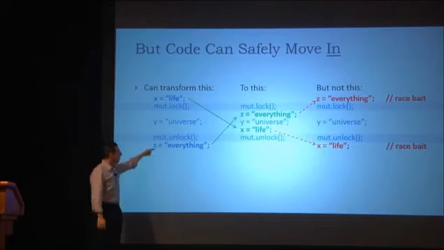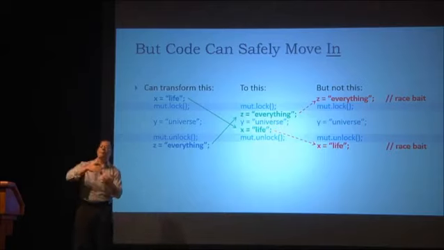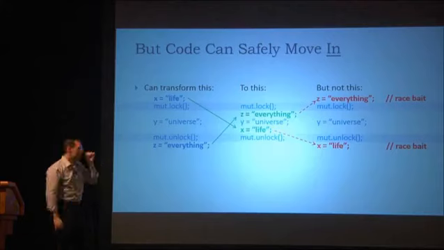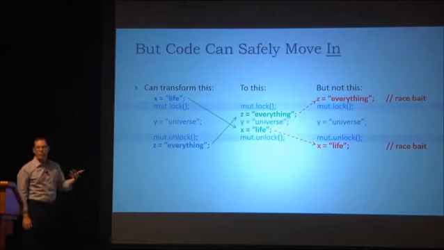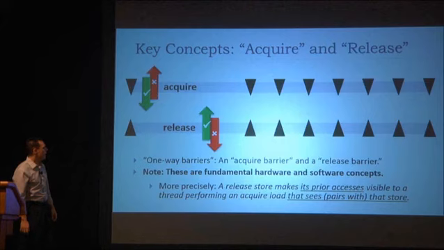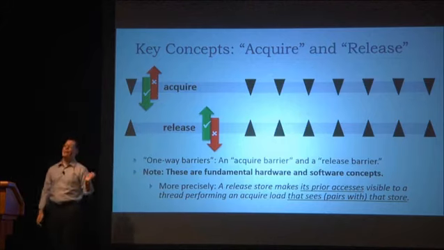Conversely, if we floated the other up across, you'd get the same problem, but from the other side. I'd be doing things before the acquire, which means I wouldn't necessarily see the state that I acquired from somebody else. So those are the reasons for the rules. You can always move code in, but not out. So you can't move up across an acquire or down through a release. These are one-way barriers. These are fundamental concepts in hardware and in software.